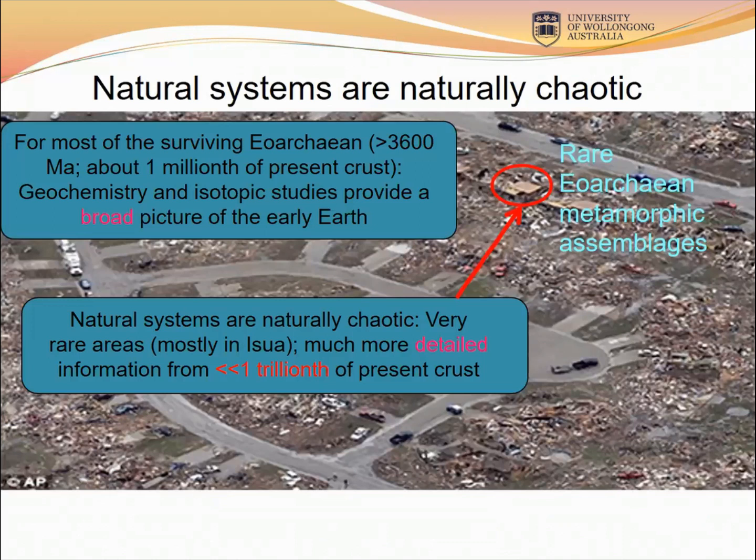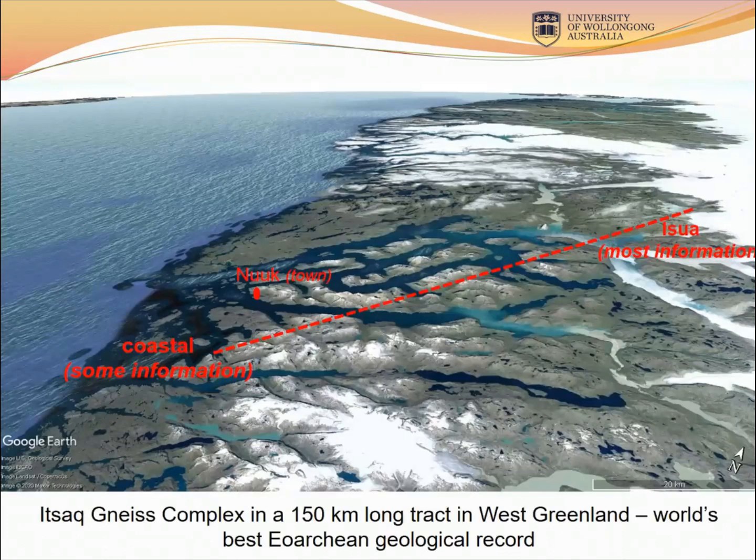Basically, I'll skip over that because we've already seen natural systems are naturally chaotic, but in very rare places you get remnants of the early Archean metamorphism actually preserved, in order to start to get some information on tectonic regimes. And again, this is going to be our study area. Most of the metamorphic information comes from near the inland ice, this Isua area, but the coastal area, the other end of the Eoarchean exposures, does also provide some information.